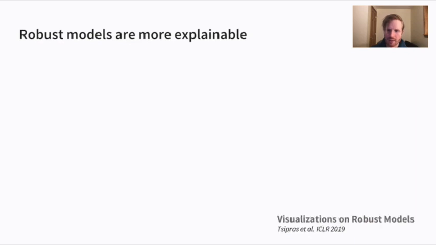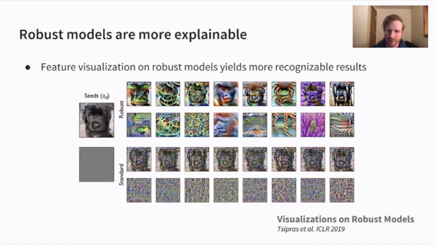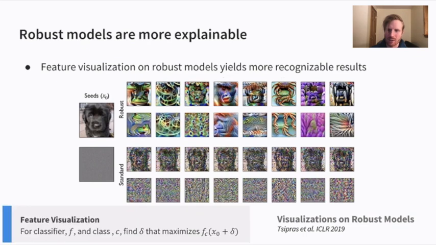Similarly, the feature visualizations on robust models look better and more intuitive. Just to be clear, the class visualization is obtained by optimizing to maximize the model's prediction on a particular class, given some starting point, which is shown as the seed in the figure. It lets you isolate what a network is particularly looking for in a specific neuron or class.